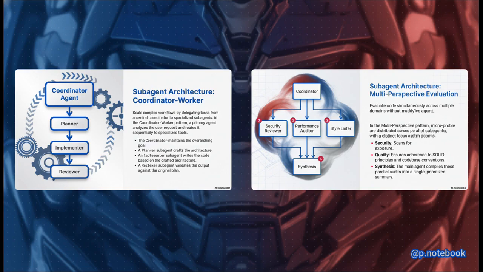But on the right, you've got something different. Multi-perspective evaluation. This is where you can unleash a bunch of agents at the same time, one for security, one for performance, one for style, to all audit the code in parallel. You get this incredibly thorough quality check way faster than a human could ever do it.